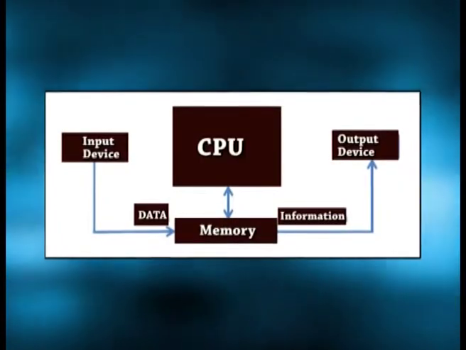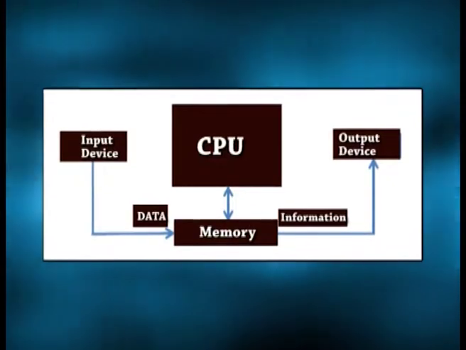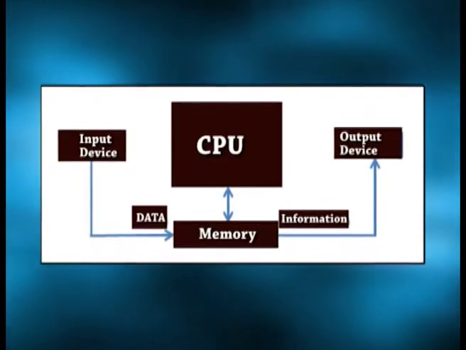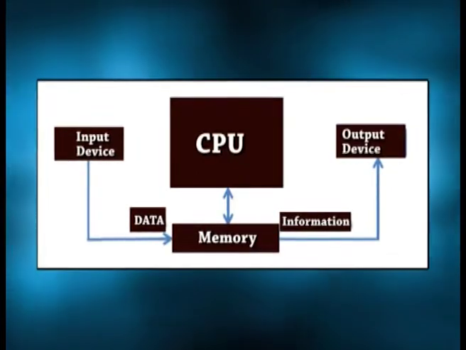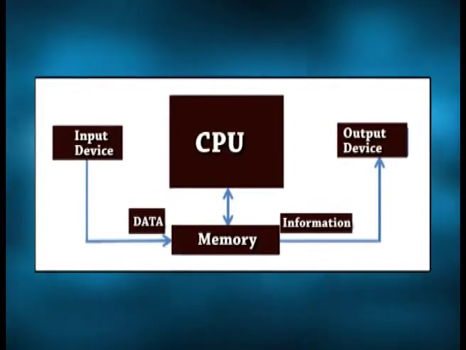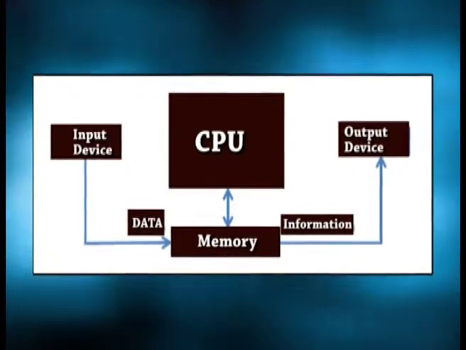Computer fundamentals. A computer is an advanced electronic device that takes raw data as input from the user and processes these data under the control of a set of instructions called a program, and gives the result, that is output, and saves output for future use.